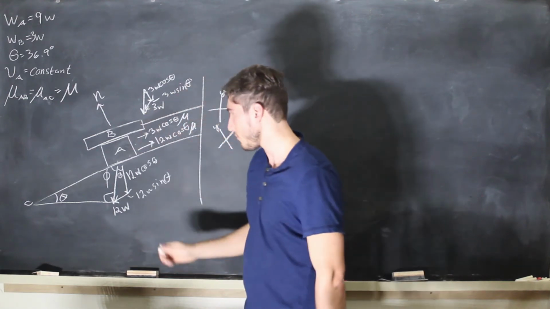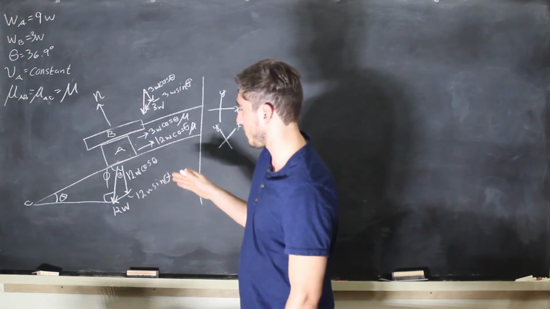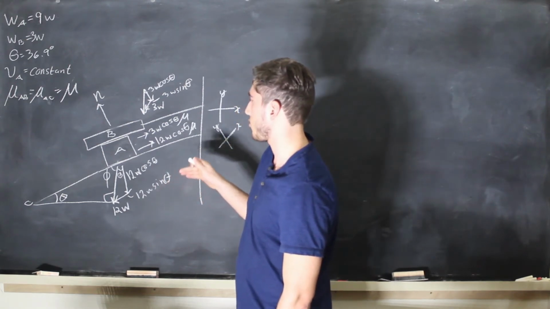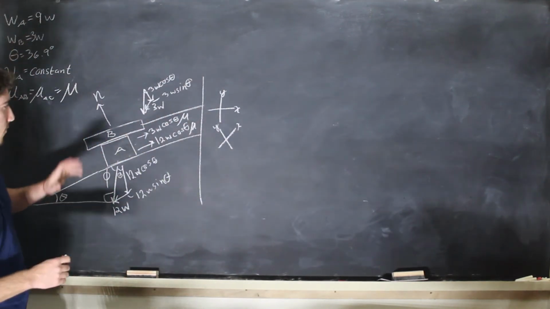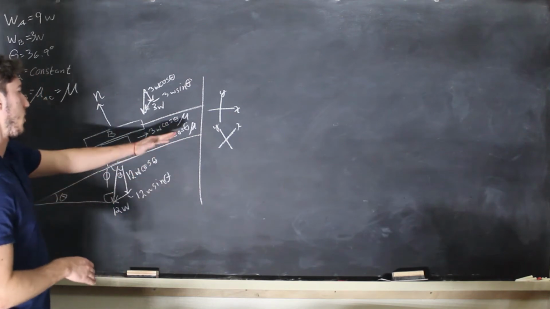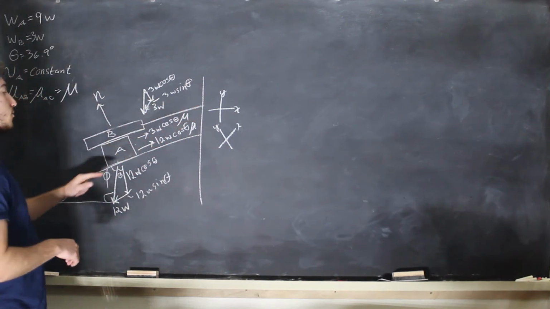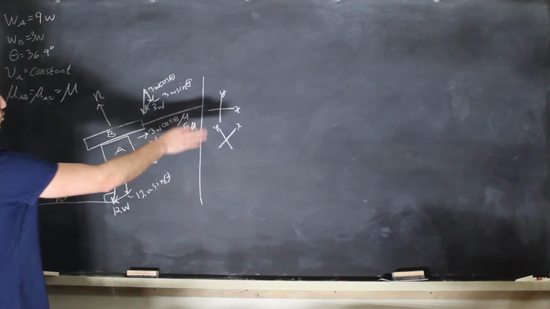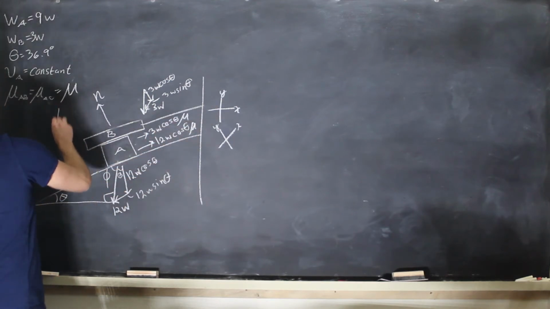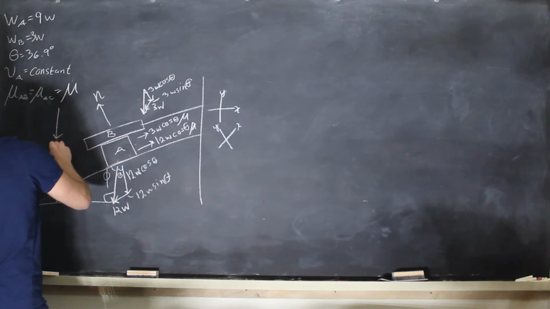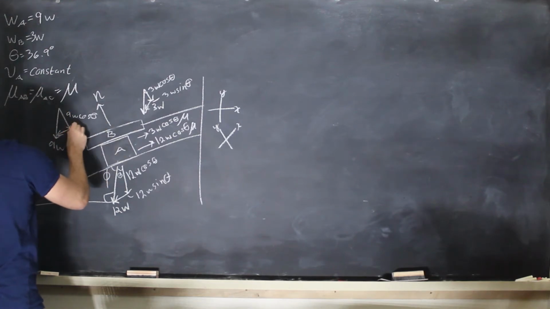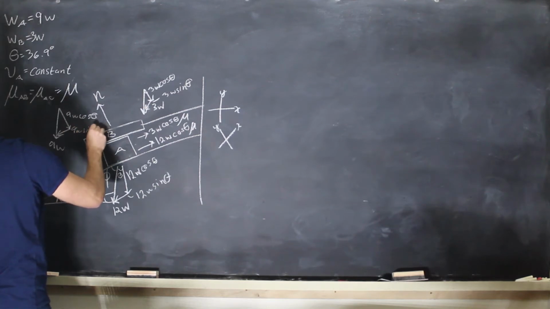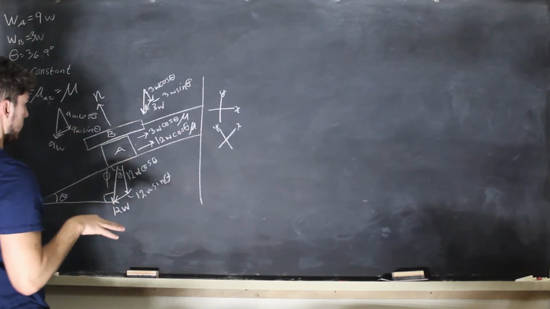Now, A specifically is traveling downwards at 9W. B is not traveling downwards parallel to the ramp, because it's being held by this rope. So if we did the triangle for A, it would look a little something like this. This is 9W. This is 9W cosine theta. And this is 9W sine theta. And that's all the forces in the system.